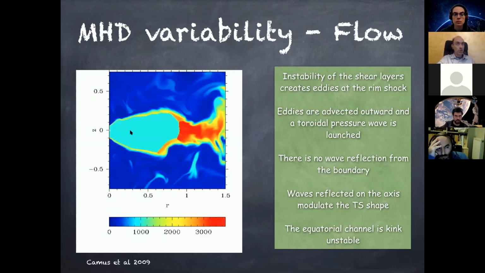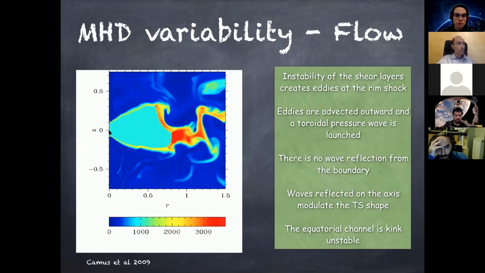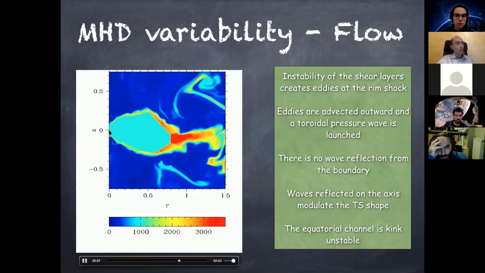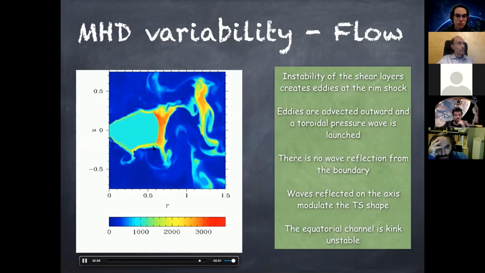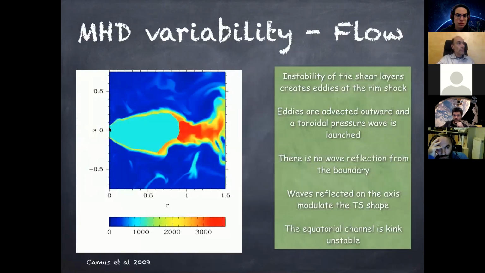Now, if I turn the wind on, this is what happens. The wind is a steady state wind. There's absolutely no variability in the wind. What's happening here is that, given that this shock is highly oblique and there are flow channels that move at very high speed in the nebula, there is a lot of vorticity.